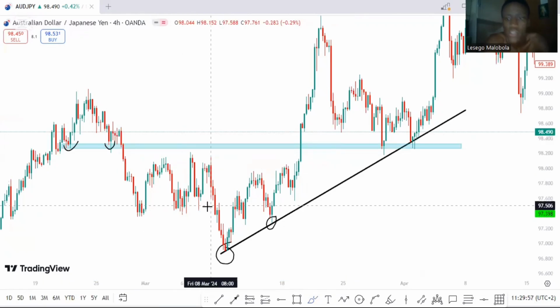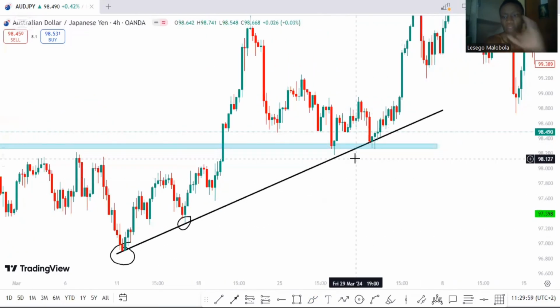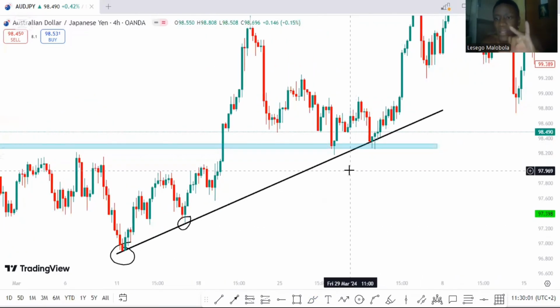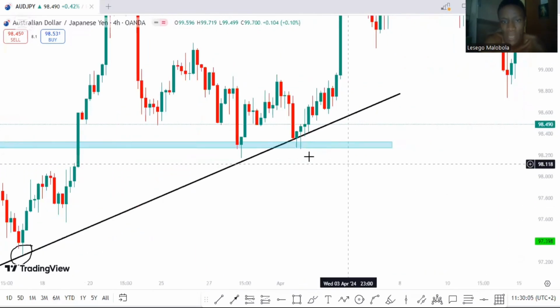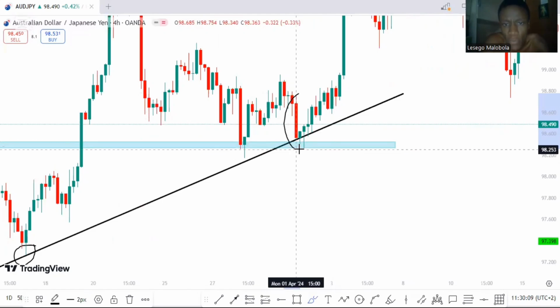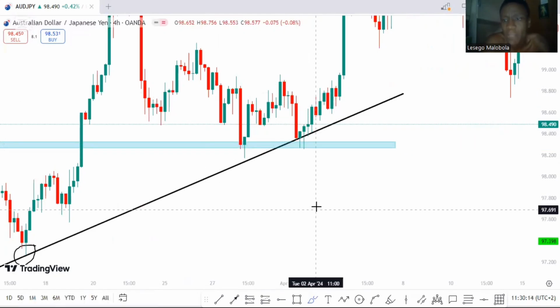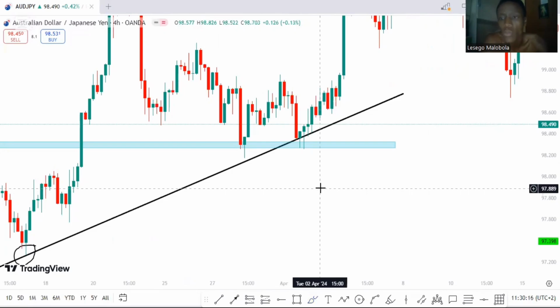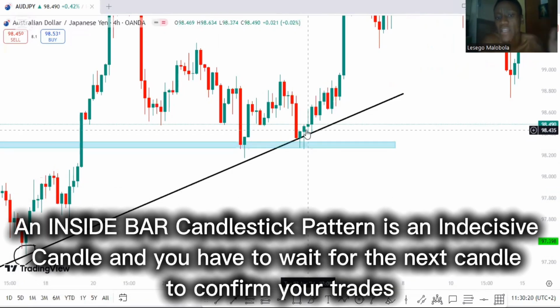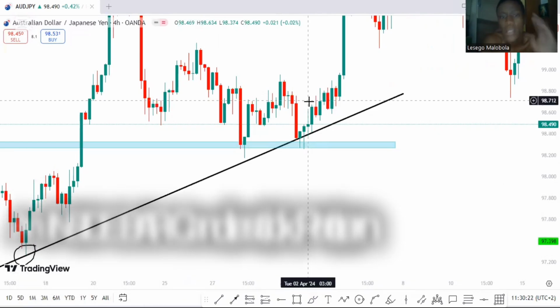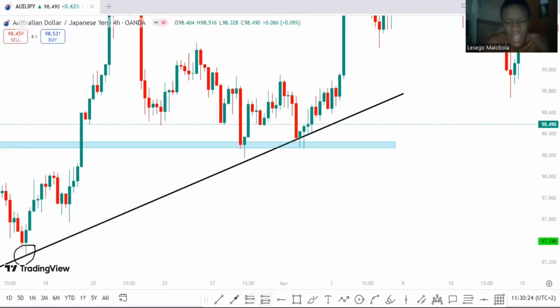You understand me? So now we have market structure, we have a support level, and then we're gonna look for our candlestick pattern. Do we have any candlestick pattern on the 4-hour time frame? Of course we do, guys. If you look at price properly, we do have an inside bar candlestick right over there, right? An inside bar, what do we know about that? We know that an inside bar is an indecisive candlestick, and you have to wait for the next bullish candlestick to appear, right? So we do have a next bullish candlestick, and I wouldn't mind taking my entries on the 4-hour time frame, guys.